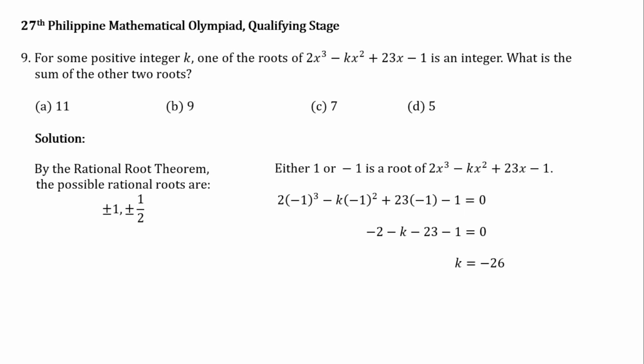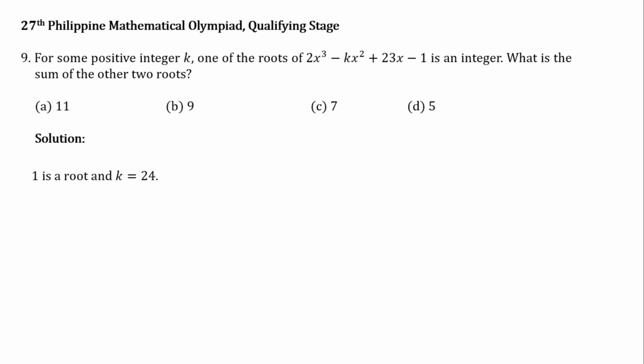Now let's test 1. Again, by the remainder theorem, if we assume that 1 is a root, then 2 times 1 raised to 3 minus k times 1 squared plus 23 times 1 minus 1 is equal to 0. Solving for k, we get k equals 24. So 1 is a root. So far we know that 1 is a root and k is equal to 24. So the given polynomial is 2x cubed minus 24x squared plus 23x minus 1.